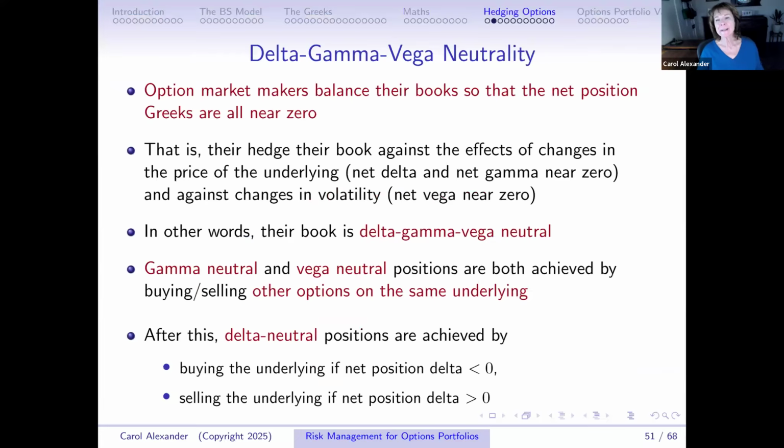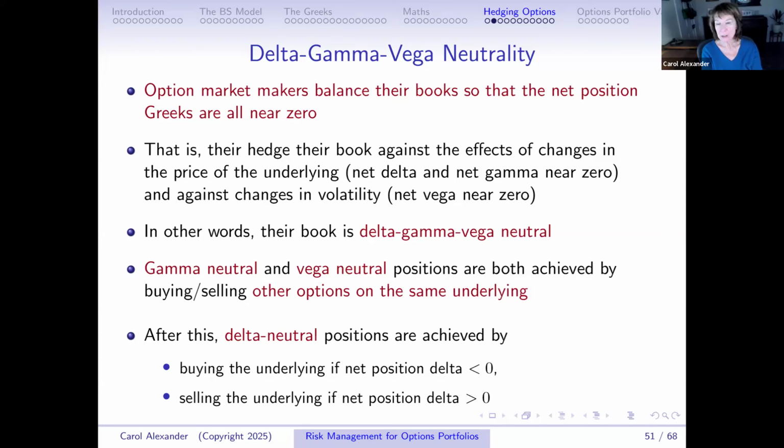So what do we mean by delta gamma vega neutrality? Well, if you're a market maker, remember you're buying and selling options and making the market liquid. When the market closes overnight, they have to make sure they've got pretty balanced books so that they don't come back the next day and they've made a huge loss on some of these options that they've sold. So what they try to do is to make sure that the net position Greeks are all near zero.